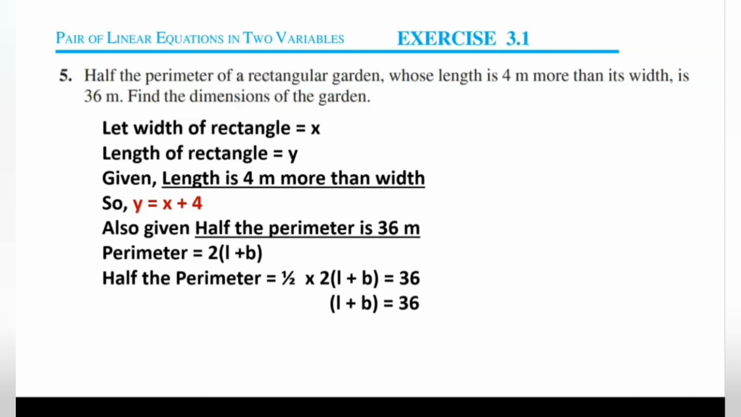Now length and width are x and y, we know that. So let us write, therefore, x plus y is equal to 36. Now we are going to find graphically the graphs of these two equations and find the intersection point of those two, which gives you length and width, x and y.